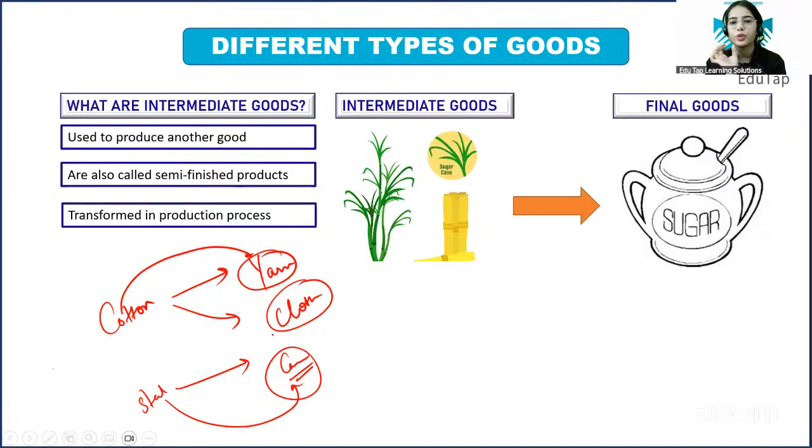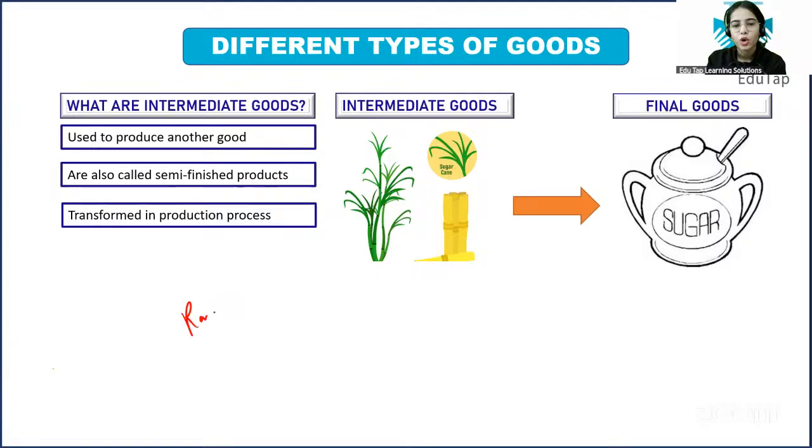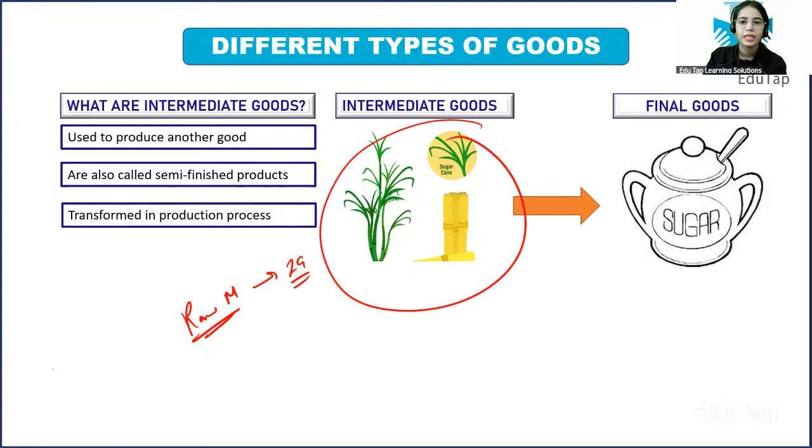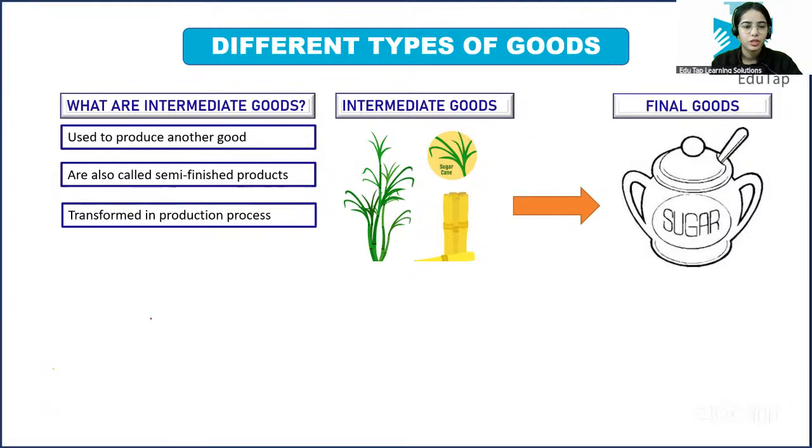Intermediate goods are used to produce another good. They are also called semi-finished products, and they are transformed in the production process. So yes, you can say that raw materials can be the intermediate goods. Raw materials are basically of two types.